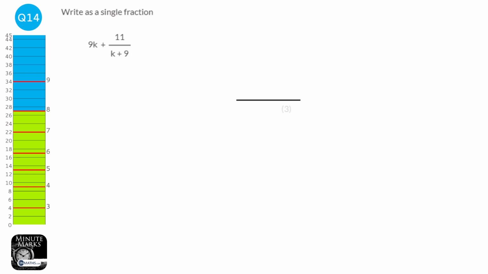When we add fractions or integers and fractions, we need the denominators of the fractions to be the same. And when we've got an integer, we just convert it to a fraction. And here we've got 9k, and we need to convert that to a fraction that is over k plus 9. And the way we do that is we get the 9k, and we times it by k plus 9 over k plus 9. And effectively, k plus 9 over k plus 9 is just 1.